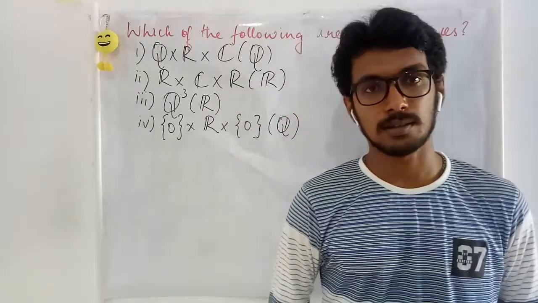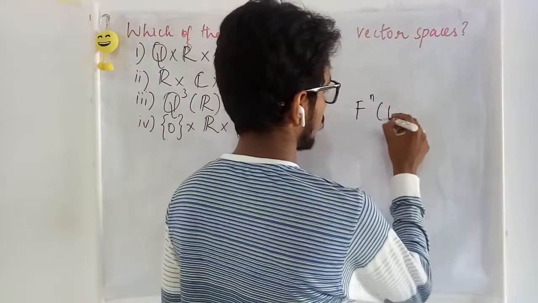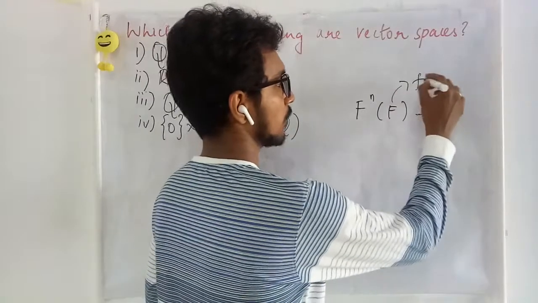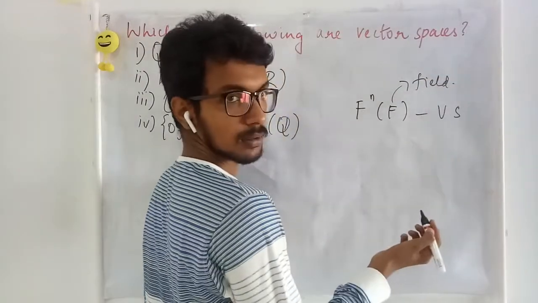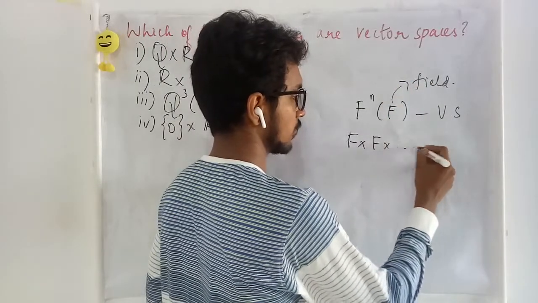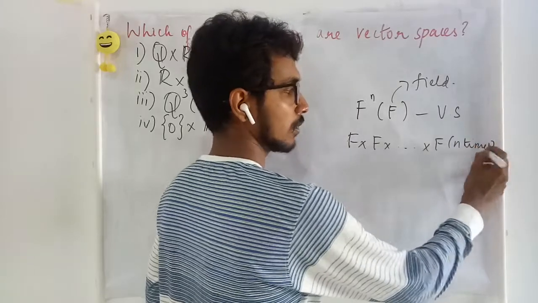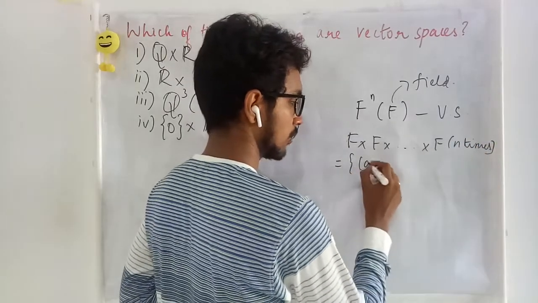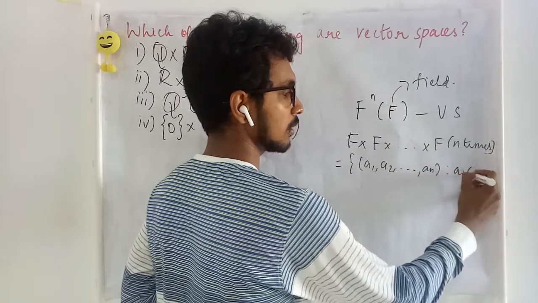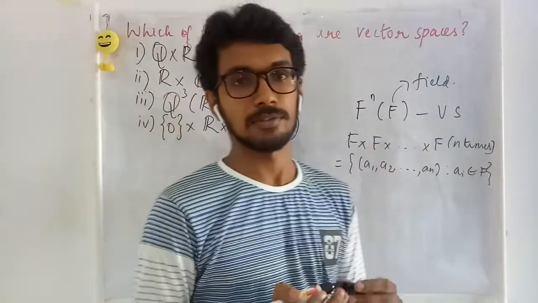In one of the previous lectures, what we have seen is that this Fn over F is going to be a vector space. That is, whatever may be the field that you take, you can make the Cartesian product of this field any number of times, and this is going to consist of elements of this form, where each element is taken from this field, and will form a vector space over the field F.